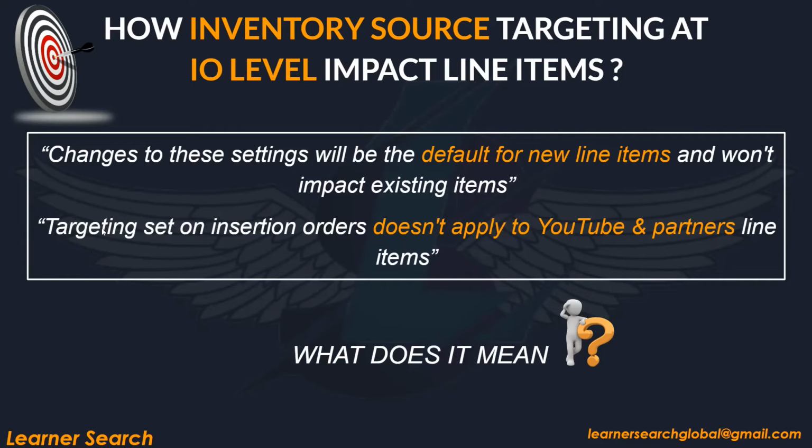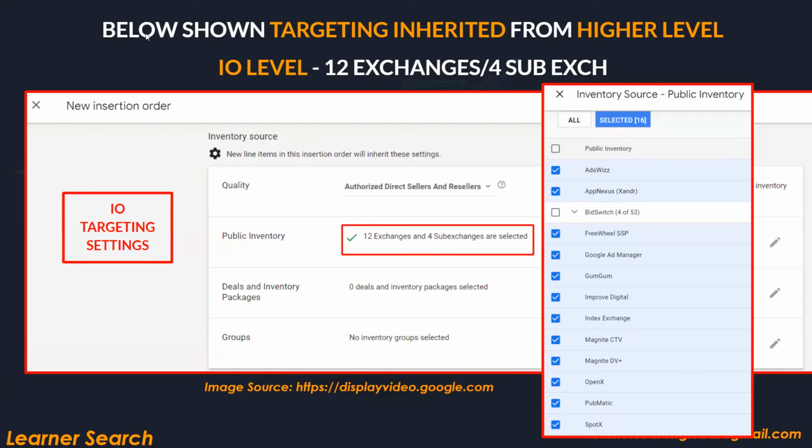Another point to remember, targeting set on insertion orders doesn't apply to YouTube and partner line items. The targeting whatever you give at insertion order doesn't apply to YouTube and partner line items. So what does it mean? Let's check with an example here.